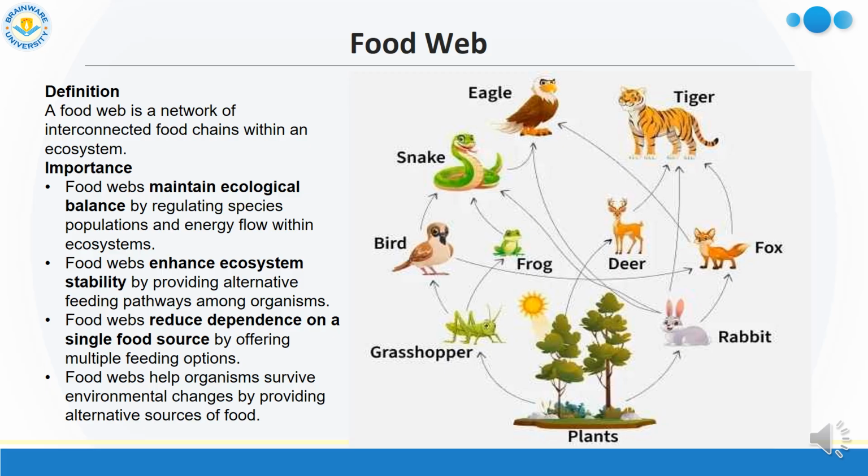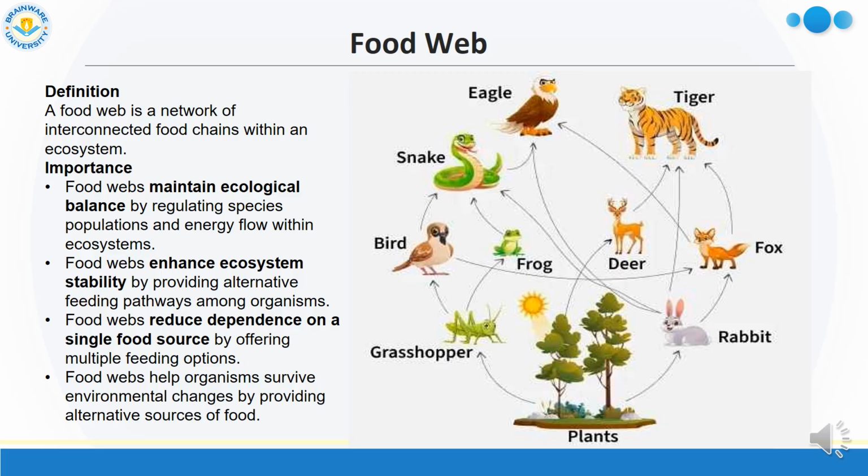And the second importance, food webs enhance ecosystem stability by providing alternative feeding pathways among organisms. Thirdly, food webs reduce dependence on a single food source by offering multiple feeding options. Number 4, food webs help organisms survive environmental changes by providing alternative sources of food.